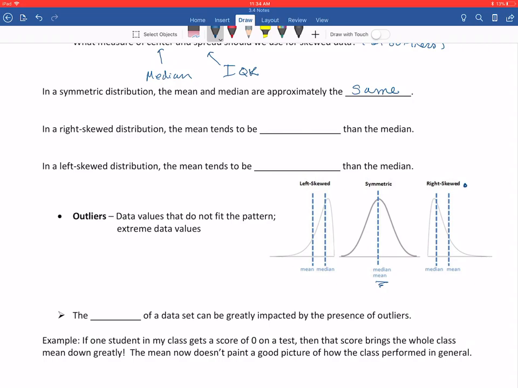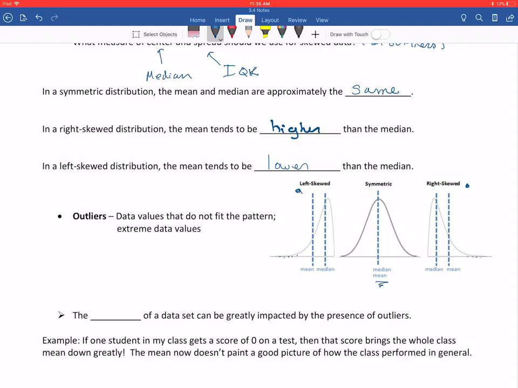Now, if you have a right skewed distribution, so this one right here, notice that the mean tends to be higher than the median. So it's those few very high values out here that take that average, that mean, and pull that average up, whereas the median fairly stays put. And then on the other end, if you have a left skewed distribution, those small values out here will pull that mean down and it will end up being lower than your median.